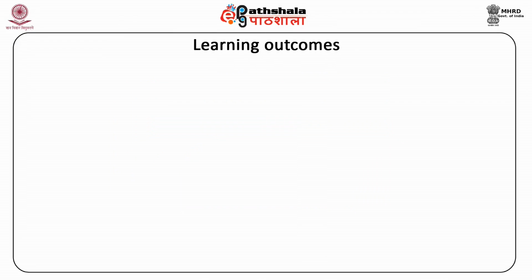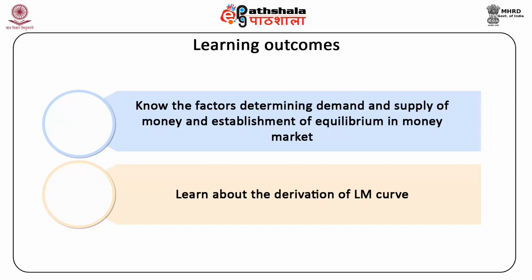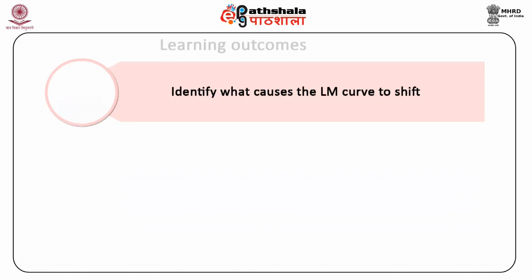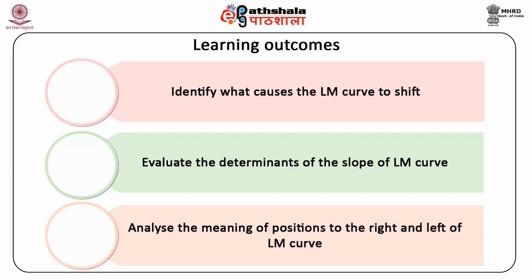After studying this module, you shall be able to know the factors determining demand and supply of money and establishment of equilibrium in the money market. Learn about the derivation of the LM curve. Identify what causes the LM curve to shift. Evaluate the determinants of the slope of the LM curve. Analyze the meaning of positions to the right and left of the LM curve.